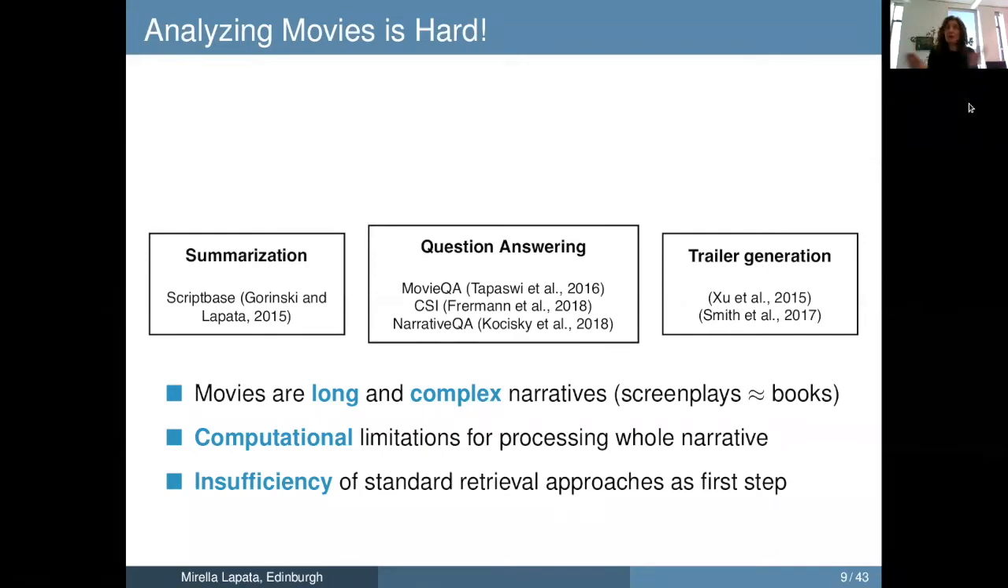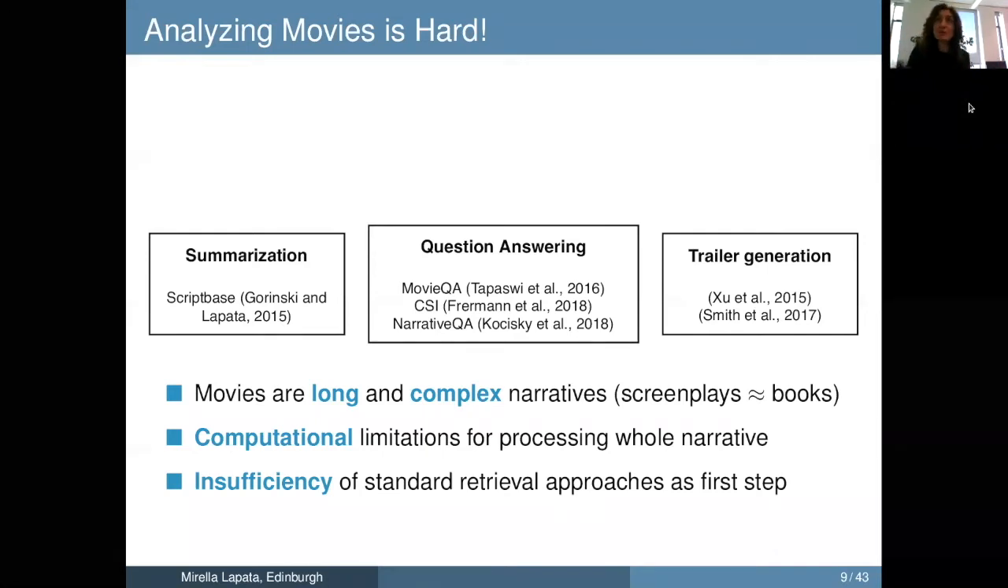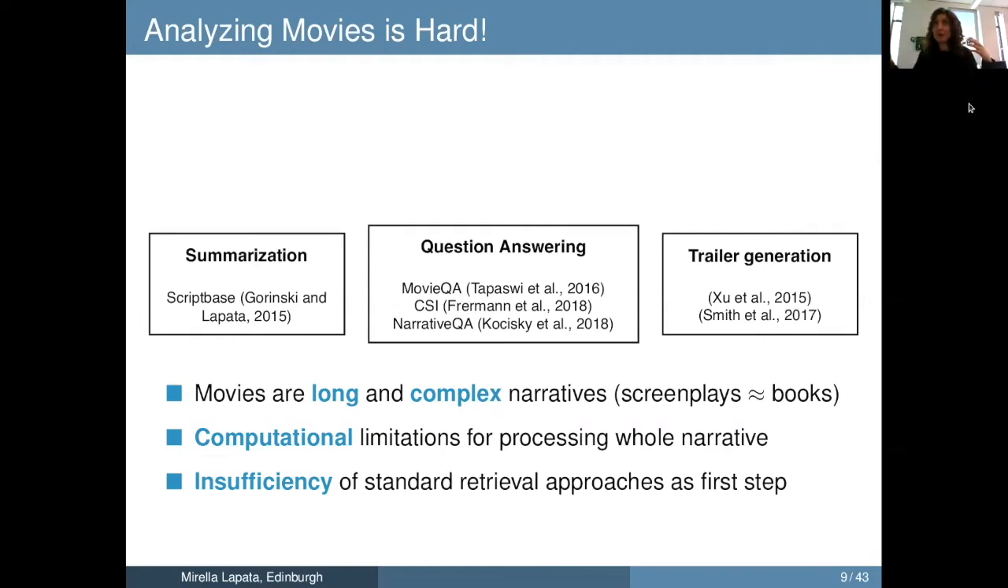One may say, look, okay, it's too long, I cannot process the screenplay. What if I made it shorter? But then what is your query, and how are you going to actually find the things that you're looking for in this very long text? It's like looking for a needle in a haystack.